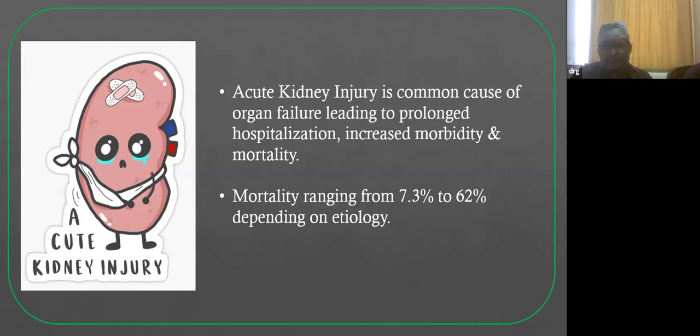Trauma patients are at risk of acute kidney injury due to hypovolemia, hypoperfusion, direct trauma to the kidney, rhabdomyolysis, nephrotoxic drug-induced injury, or abdominal compartment syndrome.